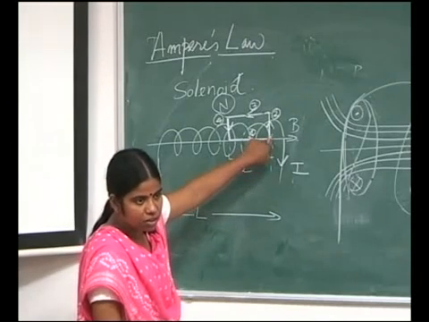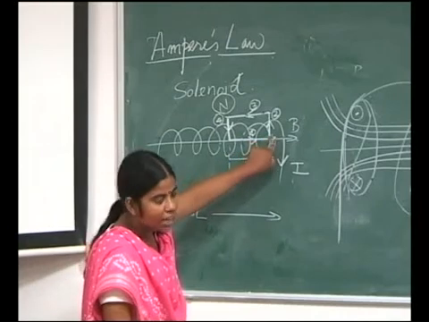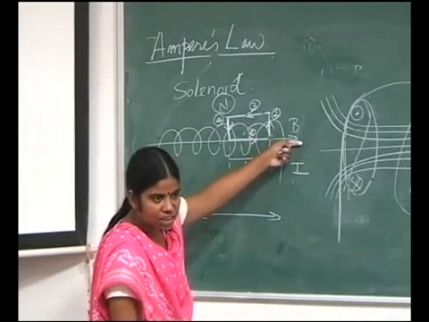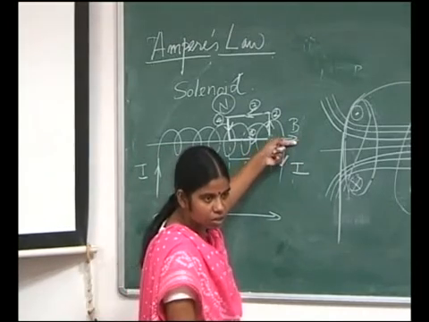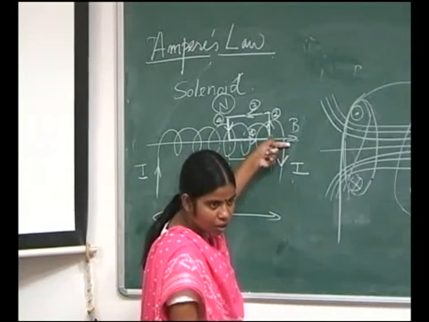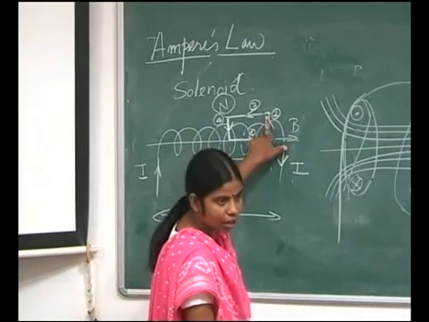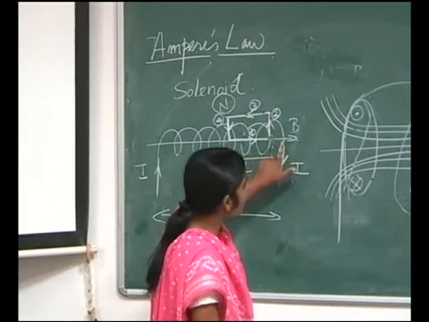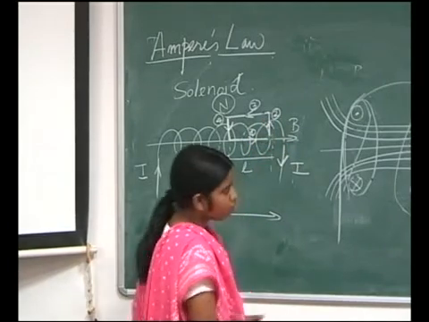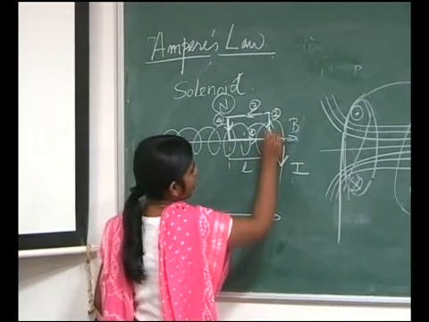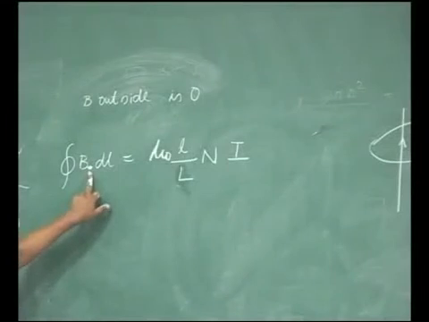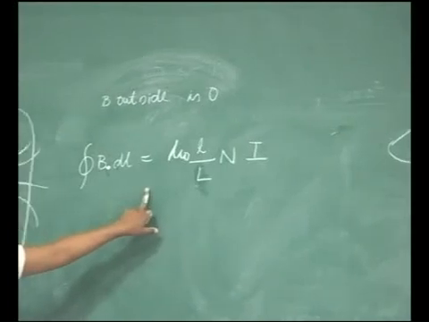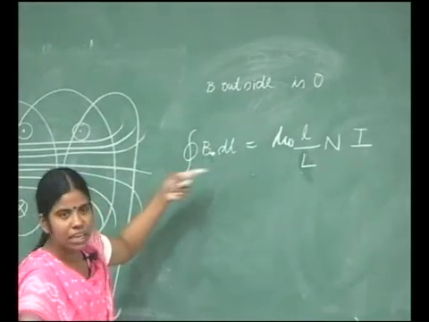You are not paying attention. B dot dl, where is B? B is along this direction. Look here on the board. B इस डायरेक्शन में है कि नहीं है? और आपका आर्म किस डायरेक्शन में है? इस डायरेक्शन में है, इसी डायरेक्शन में आर्म 2. तो इनके बीच में एंगल कितना है? 90 डिग्री. जब 90 डिग्री होता है तो दो वेक्टर्स का डॉट प्रोडक्ट क्या होता है? B mod dl into cos theta. Cos 90 is 0. So, B dot dl goes to 0.